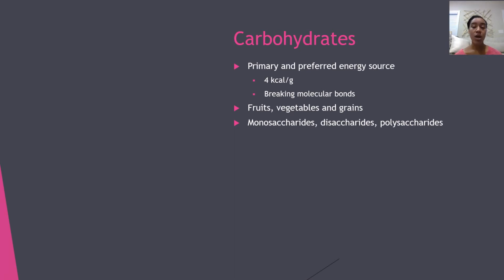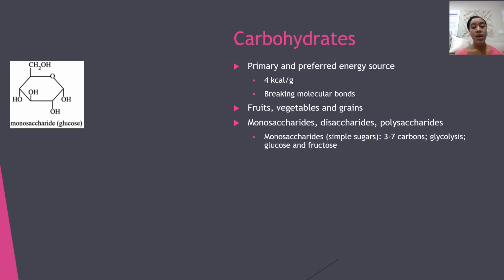There are three types of carbohydrates: monosaccharides, disaccharides, and polysaccharides. Monosaccharides are often referred to as simple sugars, and there are between 3 and 7 carbons in their ring structure. This is the smallest unit of a carbohydrate. When we have these in our body, we send them straight into glycolysis, which is a topic you should have discussed in 1103. Some examples of monosaccharides are glucose and fructose.